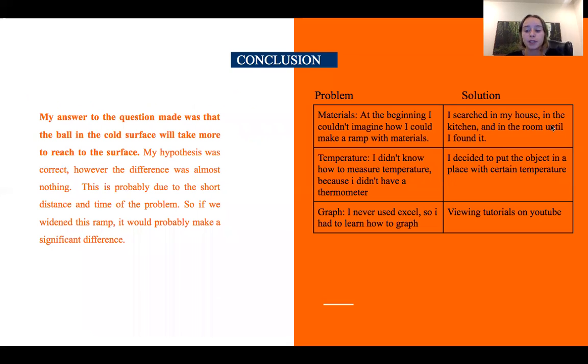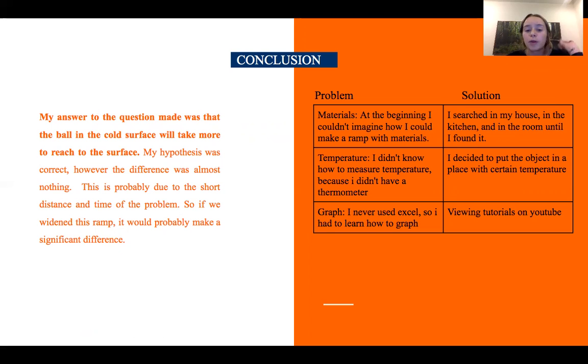So, how does the temperature of a ramp affect the time that the object takes to go down? My answer to the question was that the ball on the cold surface will take more time to reach the end. My hypothesis was correct. However, the difference was almost nothing. This was probably due to the short distance and the time of the problem. So, if we had a longer ramp, it would probably make a significant difference.